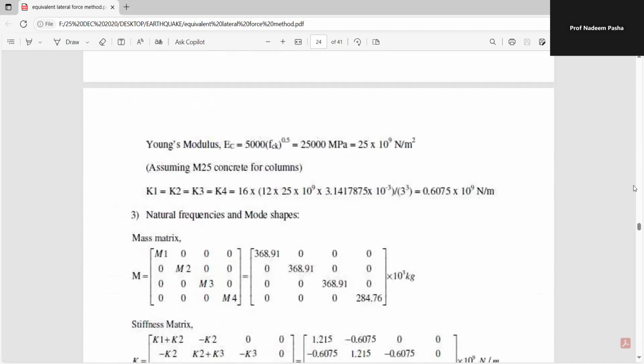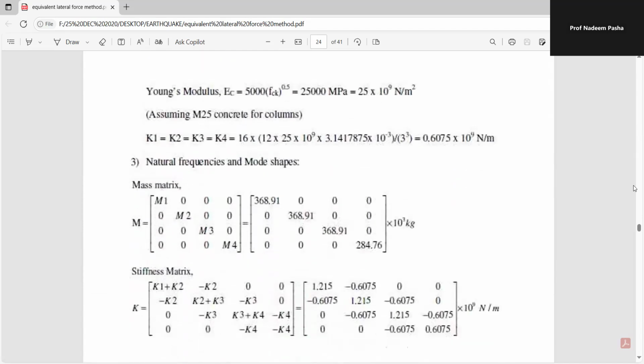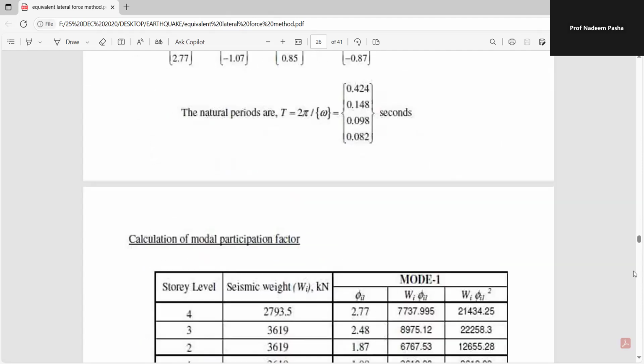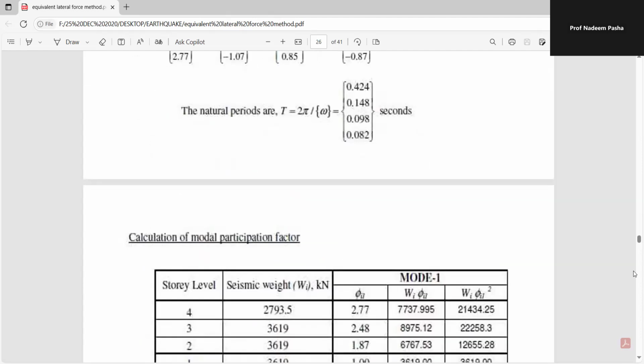Natural frequency and mode shape. This is the mass matrix. As you can see here, M1, M2, M3, and M4 values are designated diagonally, as principal diagonal elements, and we are creating a stiffness matrix. So if you solve this stiffness matrix, it comes out to be this way. So the mode shape is this way.